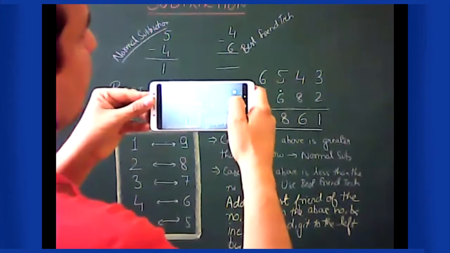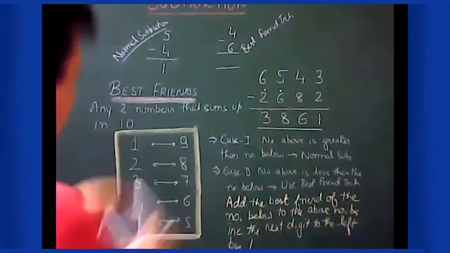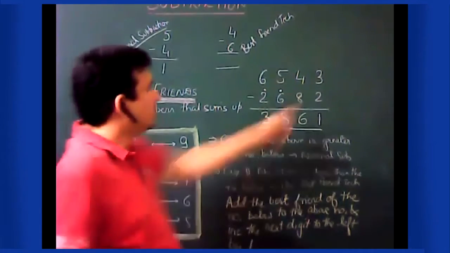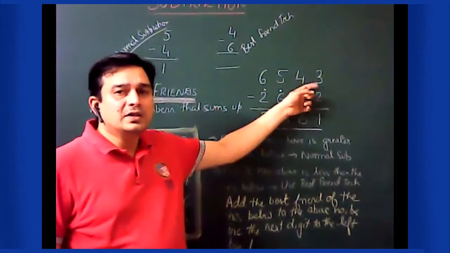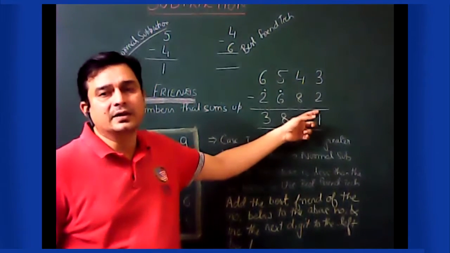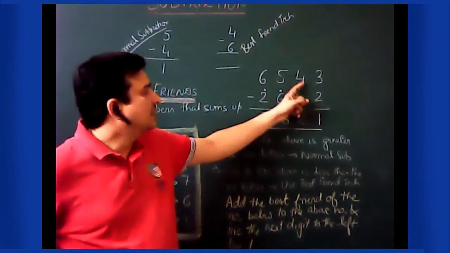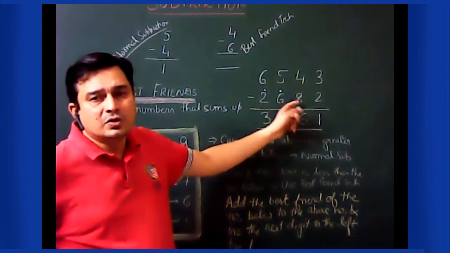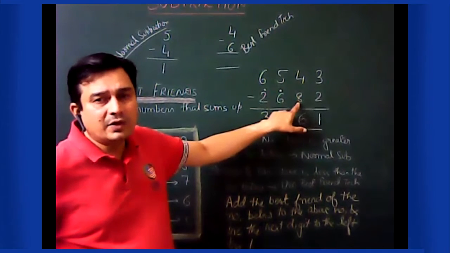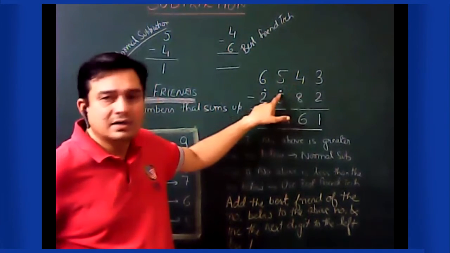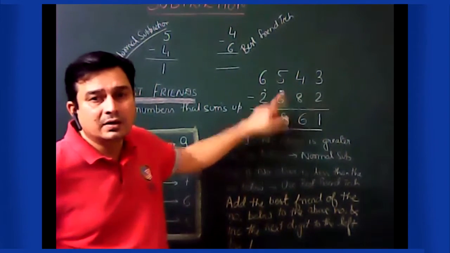Now, while doing subtraction, two cases arise. In the first case, the number which is written above is the bigger number, so you can subtract it directly. In the second case, the number written below is the bigger number, so you have to add the best friend of this number to this and increase the next number by 1.